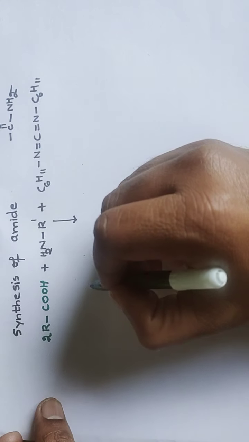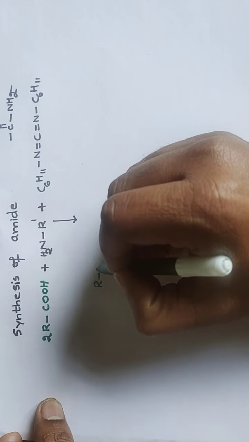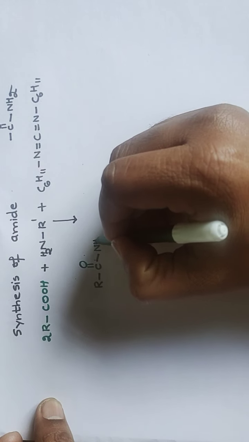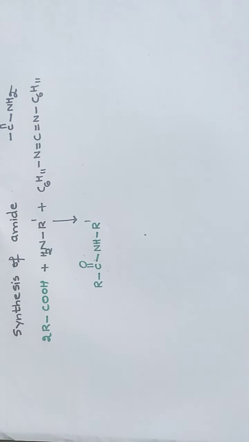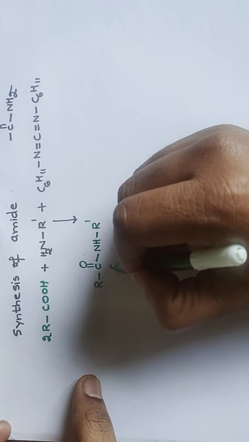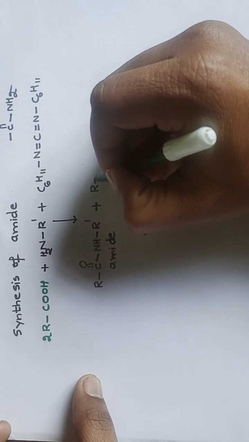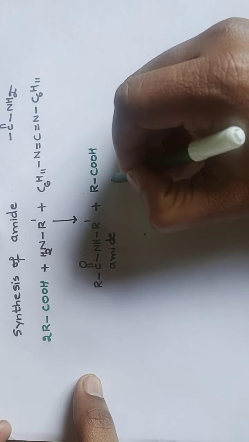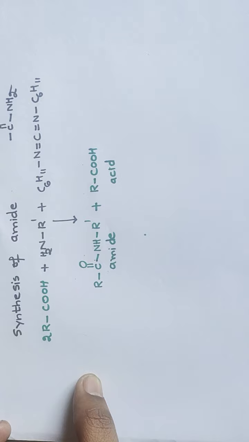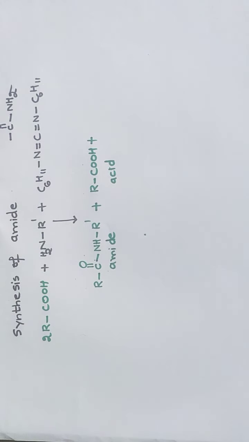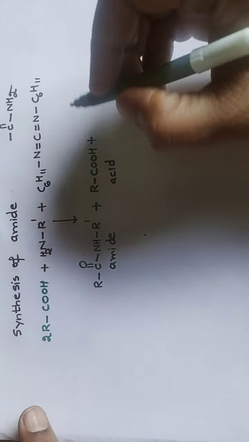So what you get is this compound, amide: R C double bond O NHR dash, amide. So the molecule of acid, you will get back the carboxylic acid back. Okay, plus this DCC gets converted into dicyclohexylurea. It gets converted to dicyclohexylurea.